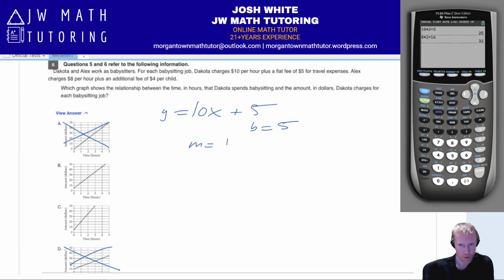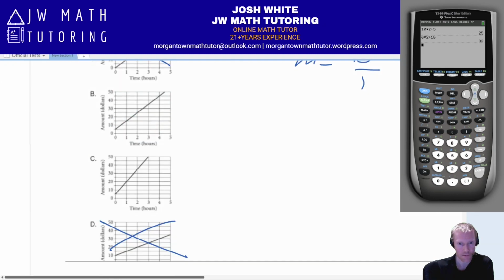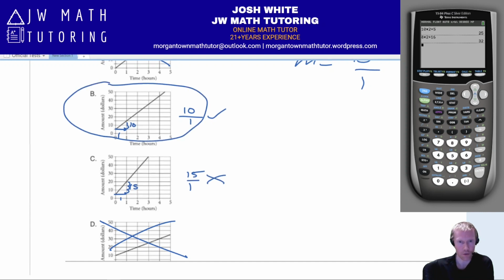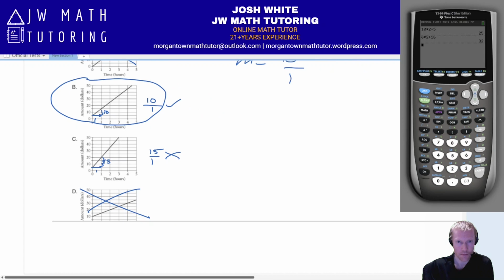So which of those has a slope of 10 or 10 over 1? I will zoom in here just to make it nice and large on the screen. So if I start here, I go right 1, and I go up 5. So it looks like I go up 10. So it looks like the slope for this one is 10 over 1. And then in C, if I start here, I go right 1, and I go up 5, 10. It's 15 total units. I start at 5, I end at 20. So the slope for this one is 15 over 1. That's wrong. Correct answer is going to be letter B.